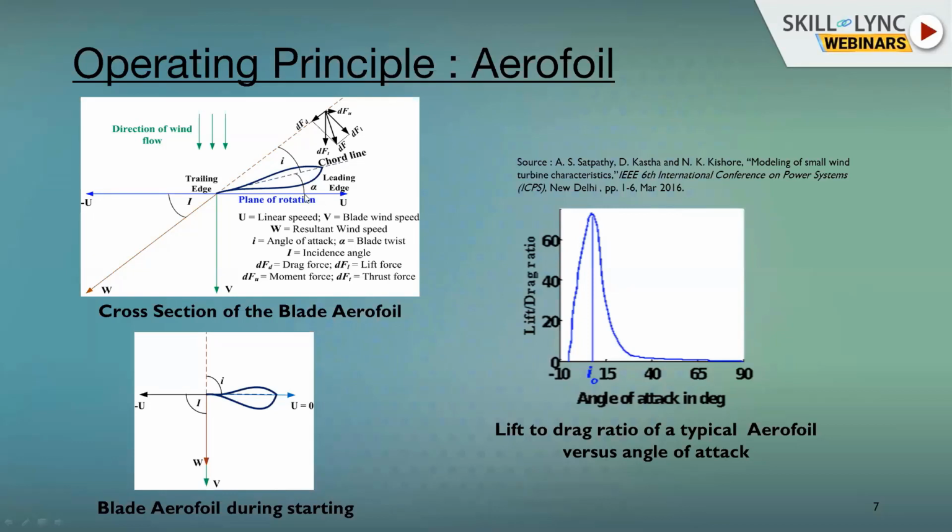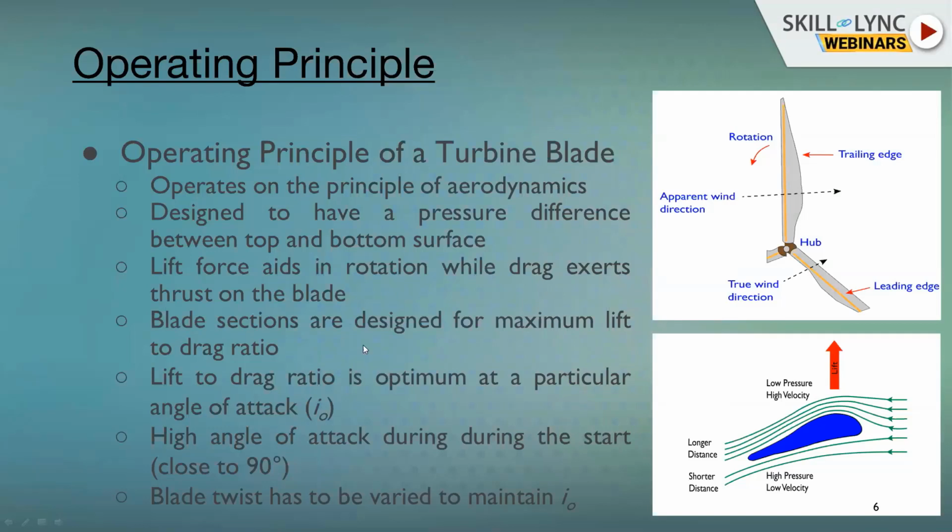The bottom part will have less twist, while the top part will have more twist. This is done so that the top part, with higher twist, has I close to I0, and the bottom part, with lower twist, also has I close to I0. So this twist will ensure that the lift to drag ratio throughout the blade section is maintained at a particular angle of attack.